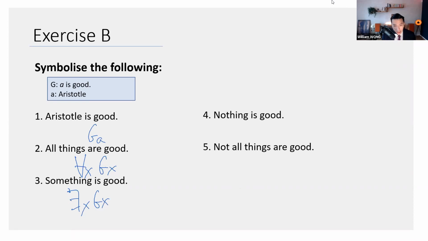Nothing is good. Okay, what about this? Nothing is good. There are actually two natural ways. Nothing is good. There does not exist something that is good. Or, of course, you can say, for all x, it is not good, right? Either one is fine. Did some of you use this one? Yes, no? Did some of you use the universal? Yes, no? Yeah, okay. Takes you a while to answer. Okay, and some of you use the existential, right?